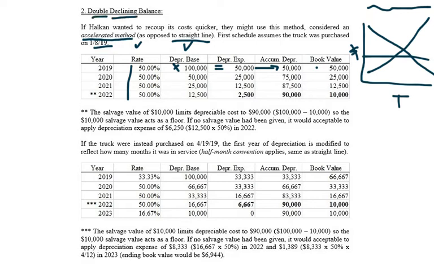What's this declining part? Well, obviously, if we kept depreciating it like this, 50% of 100,000, we'd depreciate it to $0 in 2 years, which is, again, a little fast, right? So how do we slow that a little bit? We'll go back to what I said.